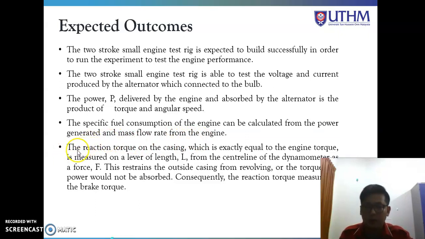And the last one, the reaction torque on the casing, which is exactly equal to the engine torque, is measured at a level of length L from the center line of the dynamometer as a force F. This restrains the outside casing from revolving, or the torque and power would not be absorbed. Consequently, the reaction torque measured is the brake torque.